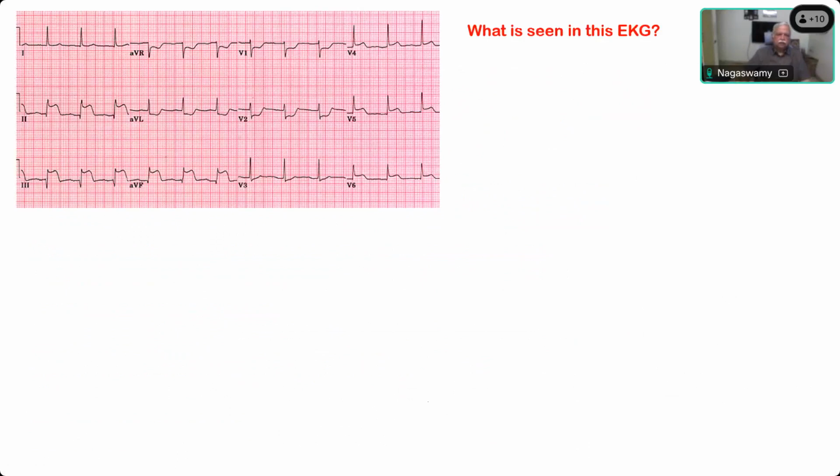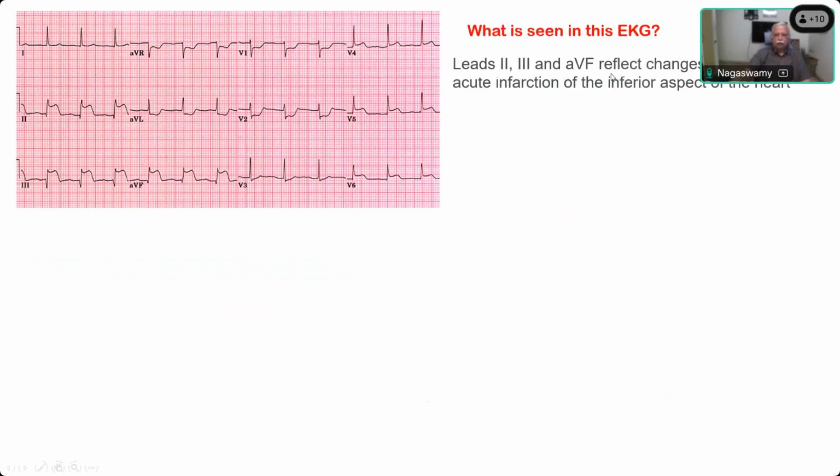What is seen in this EKG? It's an inferior wall MI, ST elevation MI. What about V1, V2? These are all ST elevation in lead 3 and aVF. Okay, as well. But in V1, V2, that's an ST depression. So how do you describe that?